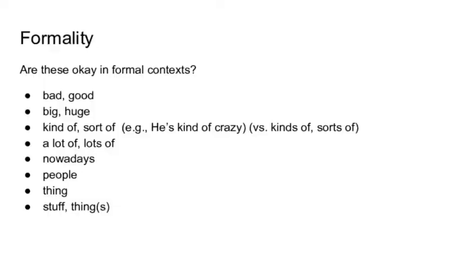Now the plural is more clear, kinds of, sorts of, as in types of. But in the singular, they often mean slightly or somewhat. And in a more formal context, it's better to say slightly, somewhat, a little, maybe. A lot of or lots of, very informal, colloquial, better to say a large amount of, many, numerous, various, something like that. Nowadays might work, or recently, sometimes recently sounds better.